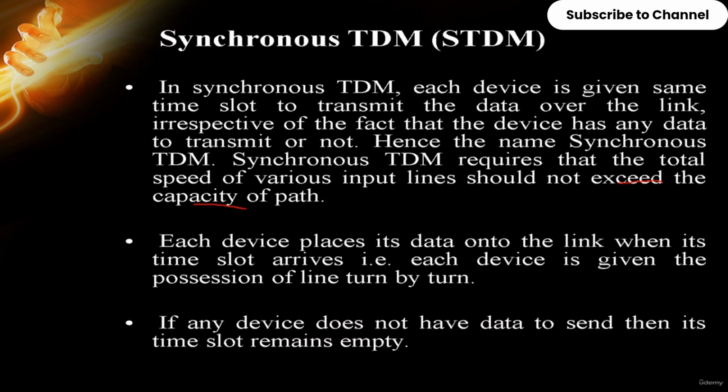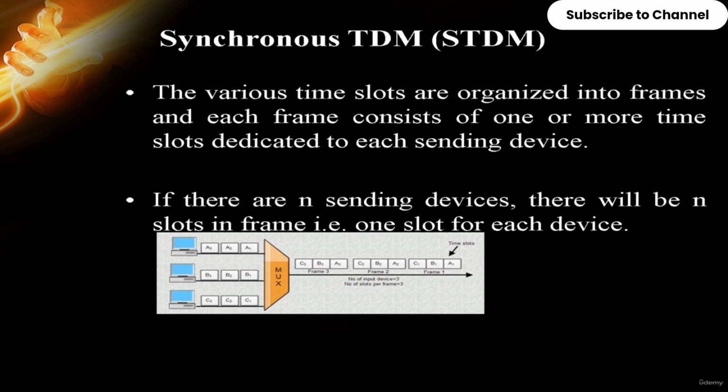Each device sends its data onto the link when its time slot arrives; each device is given a particular line in turn. If any device does not have data to send, its slot remains empty. The various time slots are organized into frames, as shown here. If there are n sending devices, there need to be n slots in the frame, one slot for each device, and the data is sent frame by frame.